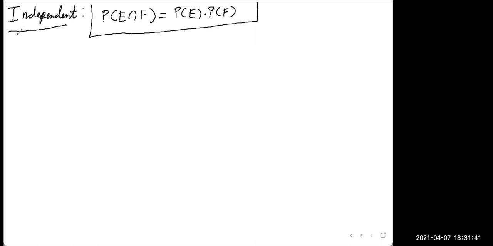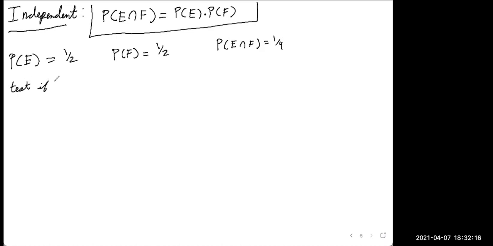We're going to see some word problem examples. Right now, I just want to show the most abstract way I could possibly do. Let's say that the probability of event E is 50%, and the probability of F is equal to 50%. And their intersection, E intersect F, is 1/4, and we can test if E and F are independent.